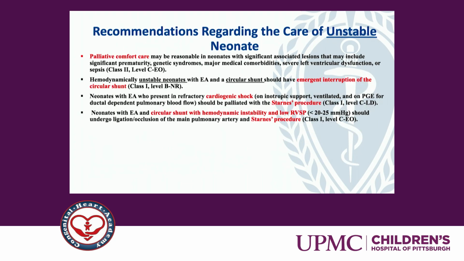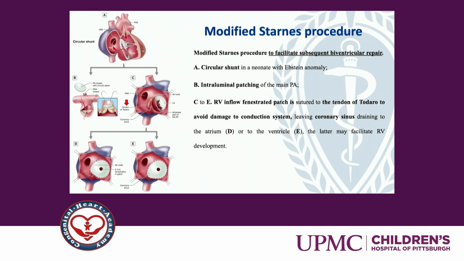In unstable neonates, palliative comfort care may be reasonable in those with severe associated lesions. Those unstable with the circular shunt should have emergent interruption of the circular shunt. Those in cardiogenic shock or hemodynamic instability with low right ventricular systolic pressure should undergo Starnes operation. Currently, modified Starnes procedure to facilitate subsequent biventricular repair is preferred.